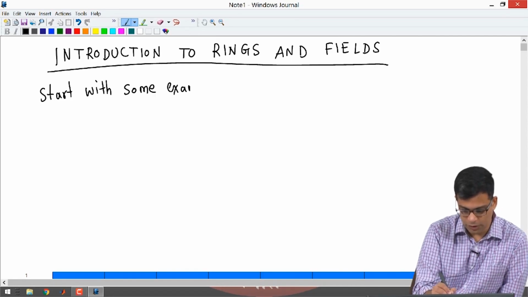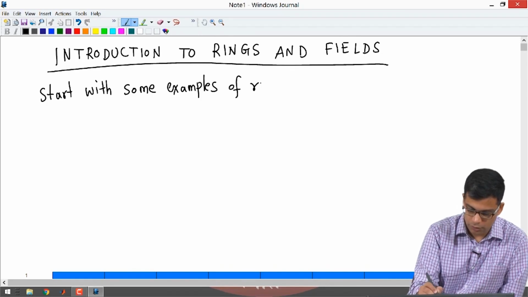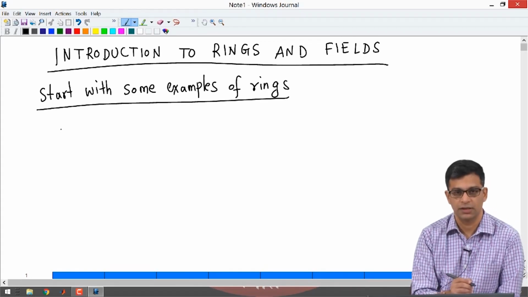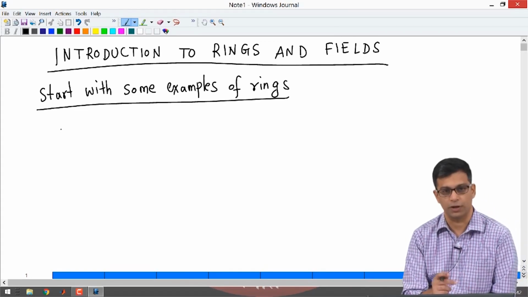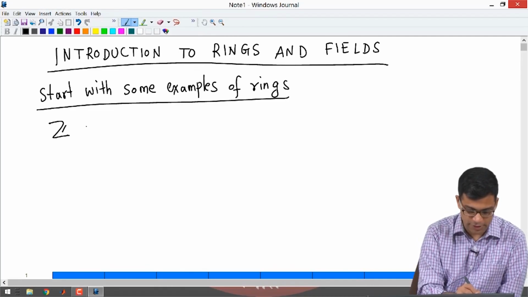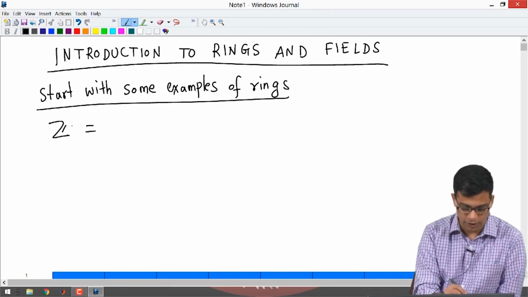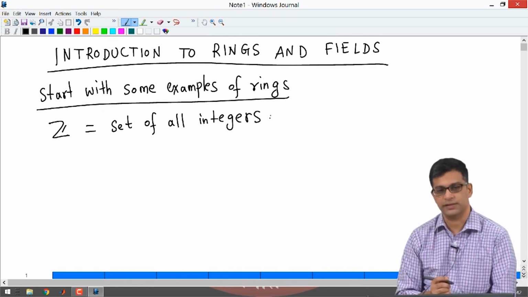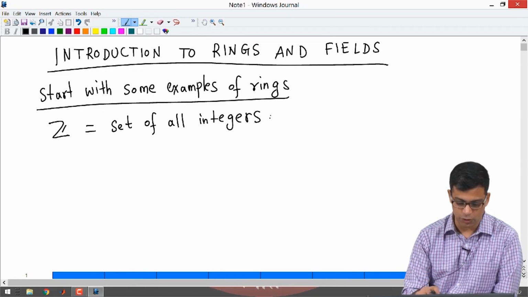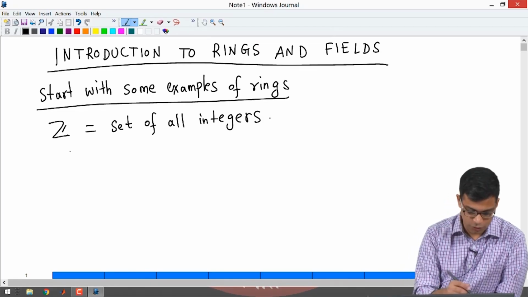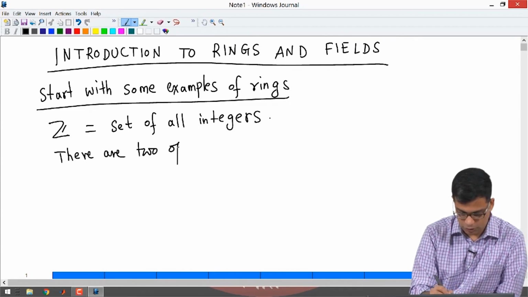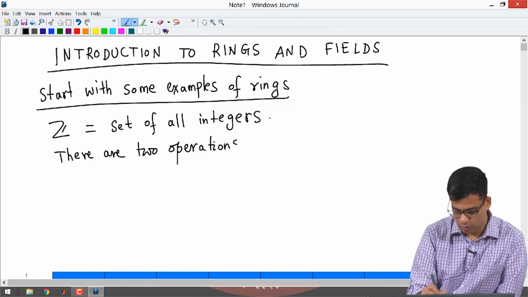So we will start with some examples of rings. Okay, so the first example that I want to discuss, which is in some sense the most important ring, is the set of integers. So Z, always when I write Z in this way, I always mean the set of all integers. We know this as a group under addition, but in fact it is also an example of what we want to consider as rings. So here there are two operations. They are the usual addition and multiplication, right.